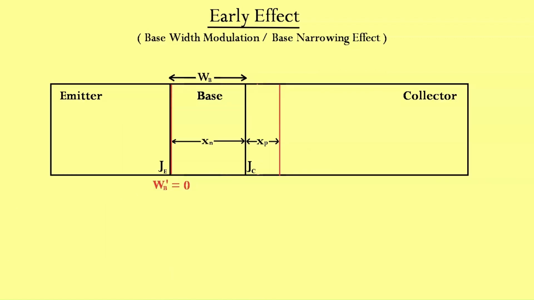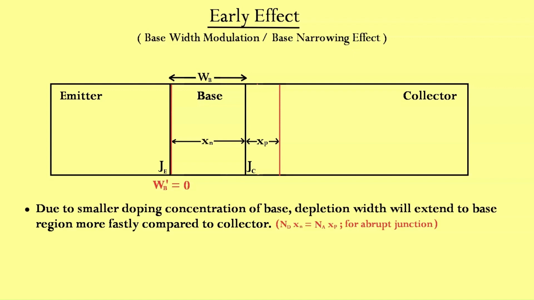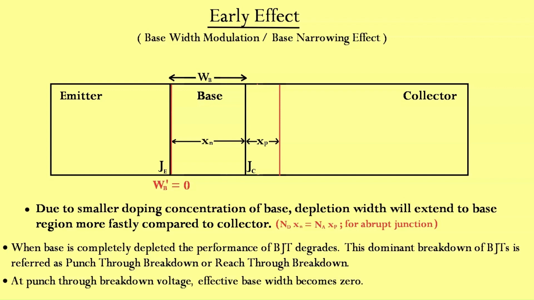Now suppose an extreme case has occurred when the whole of the base width is depleted. You can recall that in practical transistors, base concentration is small compared to collector concentration. Therefore, the depletion region will extend into the base region faster. This case is extremely undesirable and is referred to as punch-through breakdown or reach-through breakdown. This is the dominant breakdown mechanism in BJT which destroys the performance of the BJT permanently.